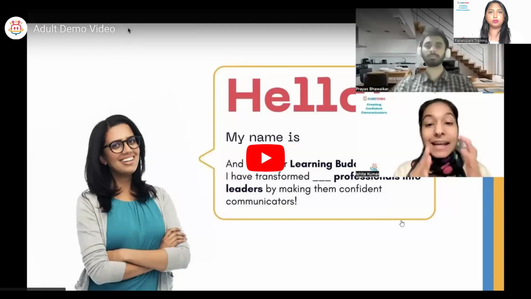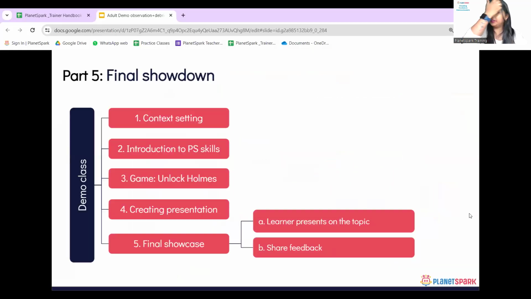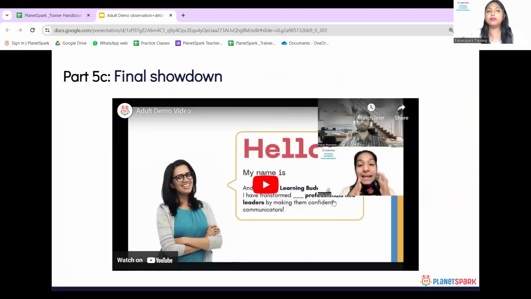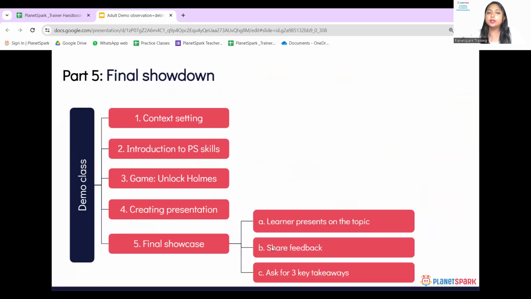Right. So this one was the final feedback by the teacher. You can always ask for the learner's opinion as well. And finally, asking for 3 key takeaways. That's the last part. So in the final showcase, you give time to the learner to present on the topic, share the feedback, and ask for 3 key takeaways.